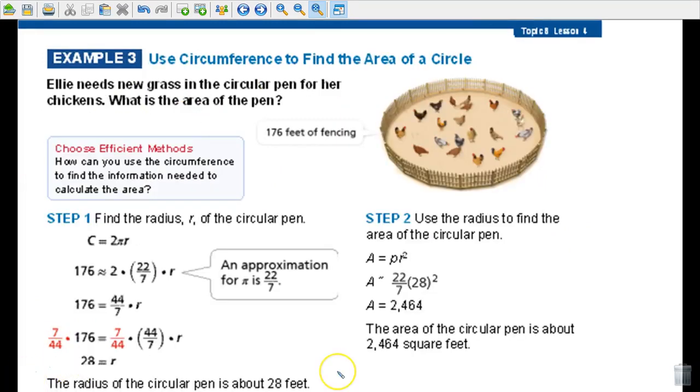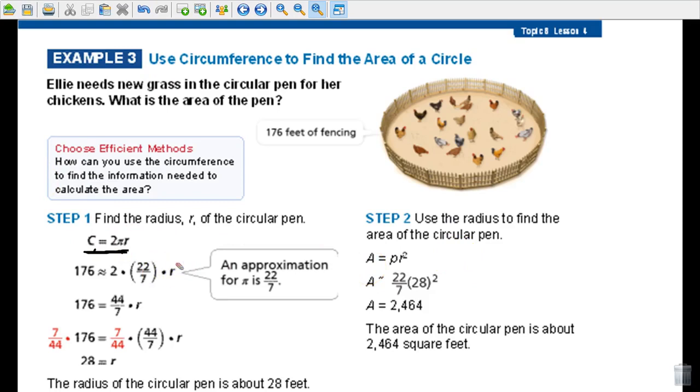Example 3. Use circumference to find the area of a circle. So now we need to go back to topic 8 lesson 3 and look at the formula for circumference. Here's the formula for circumference. They have to go through the whole circumference formula to find out what the radius is because the radius is important for the area.